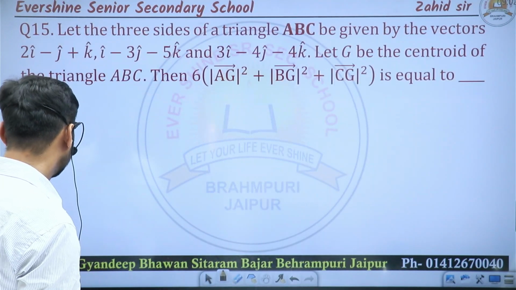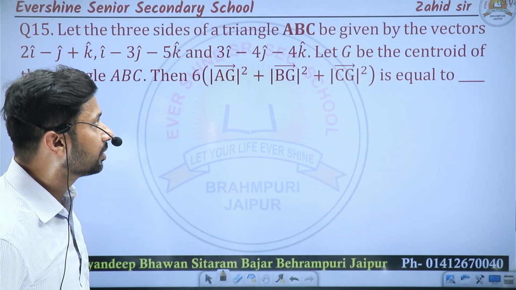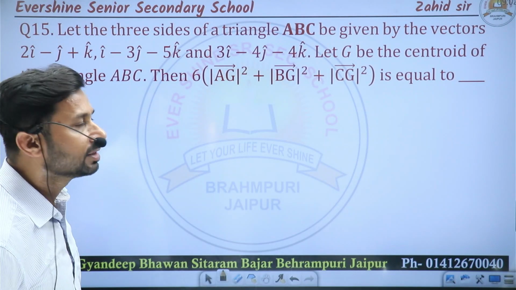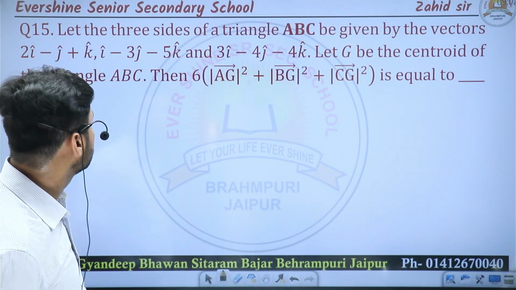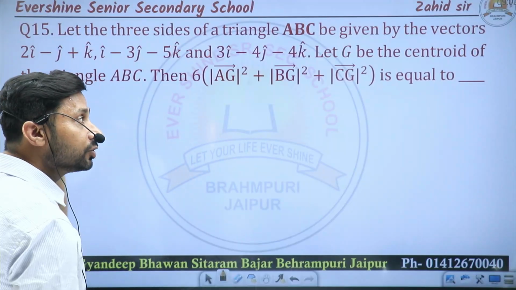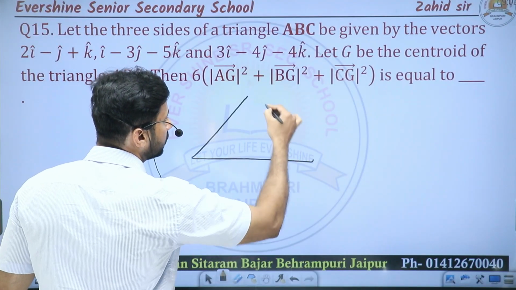Next. Now let the three sides of a triangle ABC be given by the vectors this and this, and G is the centroid of the triangle. Then we need to find this value. So for this we have to draw the figure of it.